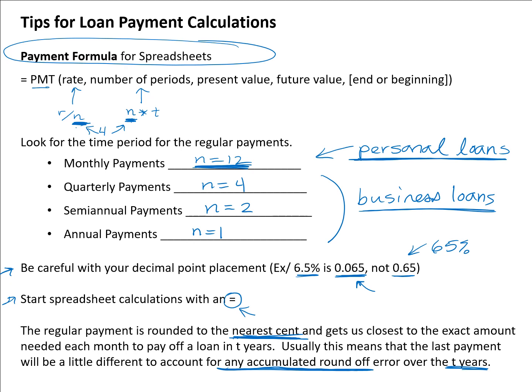So a good tip is when you get to the point where you've almost paid off your loan and you're getting ready to make the last payment, contact your lending organization and ask them what your last payment is going to be, because they'll give you the exact amount. And usually it's going to be a couple of dollars off from what your regular payment is, but that's okay. It's going to be really close. And again, the reason it's going to be off is because of round-off error during the course of those T years.